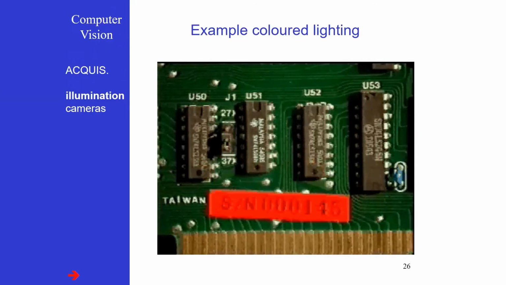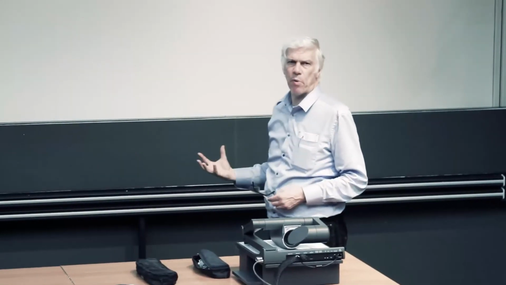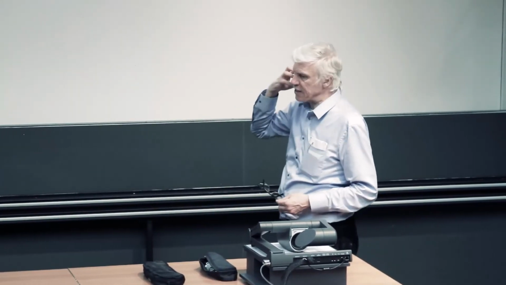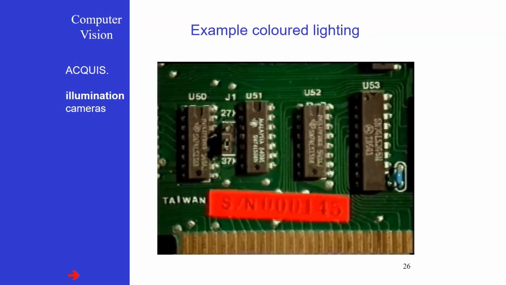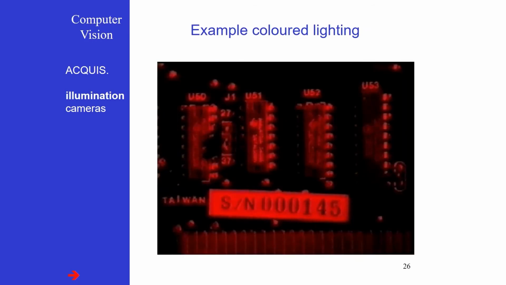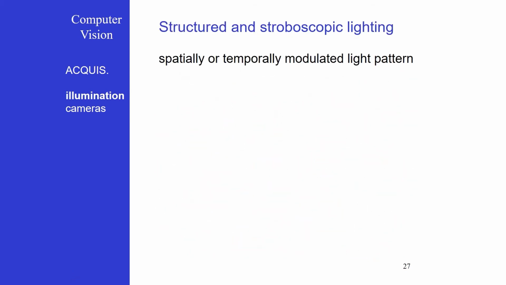Here's an example. Suppose you are looking for the red label. So if you reflect with red light, it becomes almost like a binary problem. And the red label will stick out compared to the green parts of the scene. So with red light, it's much easier to find that label. Again, as we can see color, of course, that's easy for us to understand.